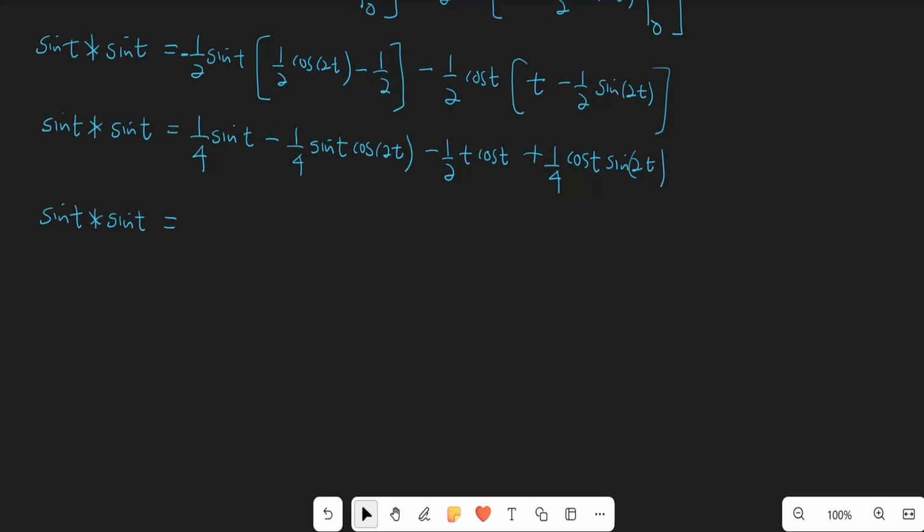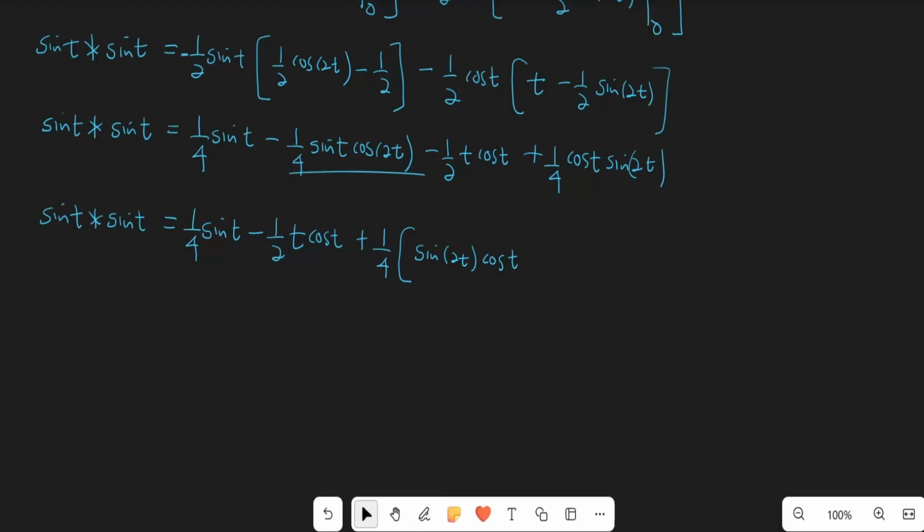This one is going to be 1/4 times sine of t minus 1/2 times t times cosine of t. And now let me bring these ones together and factorize 1/4 out. I'm going to write the positive version first, so that is going to be 1/4. And now this is what we have. We are going to have sine of 2t and then cosine of t.